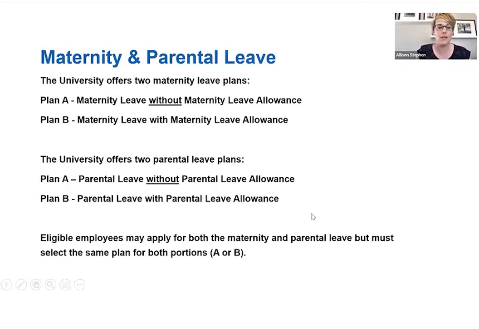Employees that are eligible may apply for both plans, but they cannot mix and match. So if you are taking a Plan B maternity leave, you would also need to take the parental leave Plan B. And the maternity leave is only available to the mother giving birth. So the other parent would not be eligible for the maternity leave portion. Also, parents adopting a child are not eligible for maternity leave. They're only eligible for parental leave.